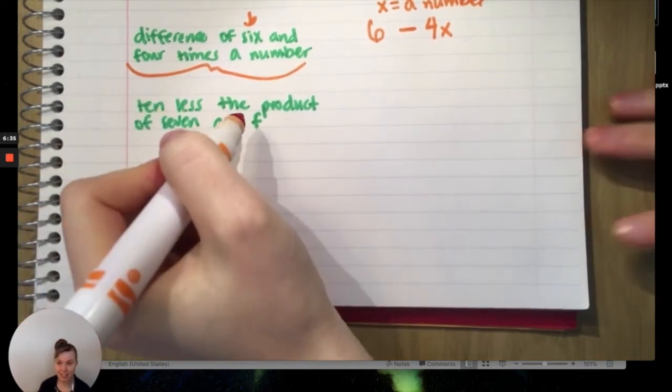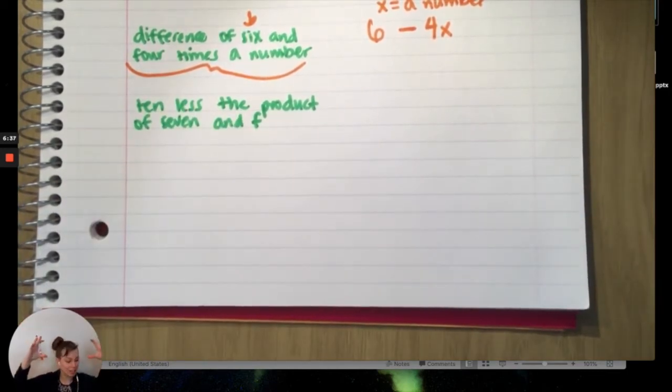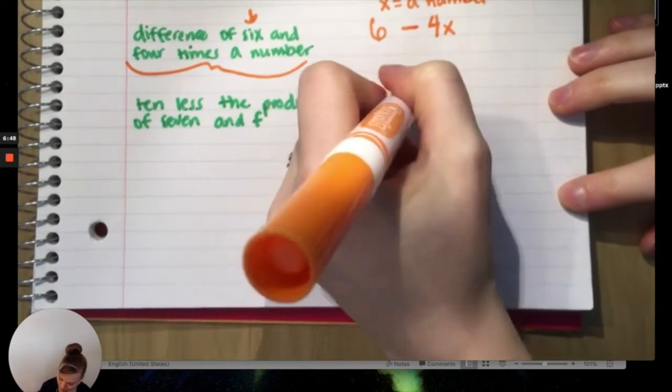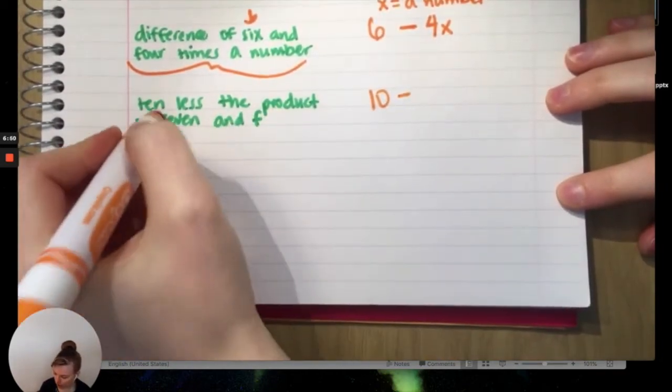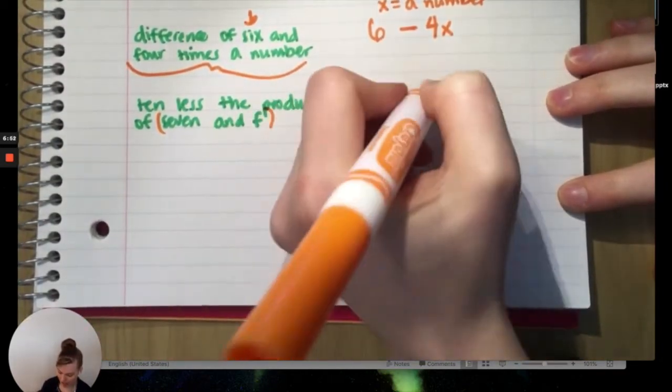So 10 less. That means I'm taking 10, but I'm then taking stuff away from 10 because it's 10, but I'm lessing it. I'm taking it away. So I'm going to have 10 less the product of 7 and f. 7f.